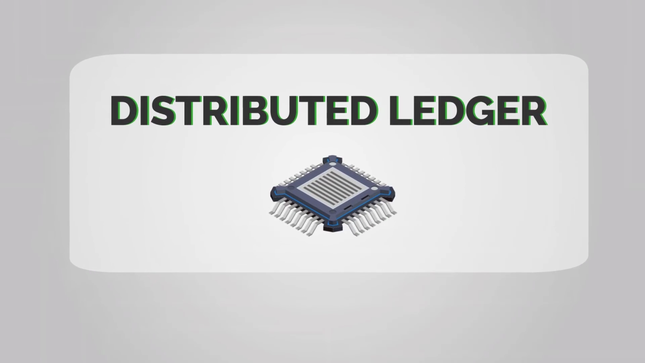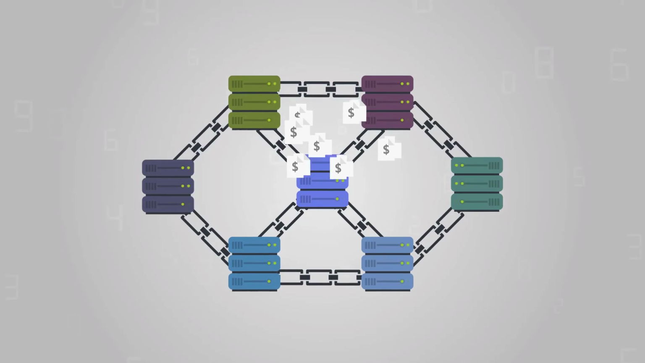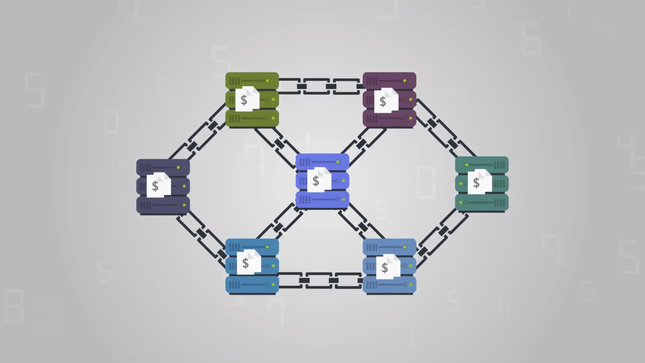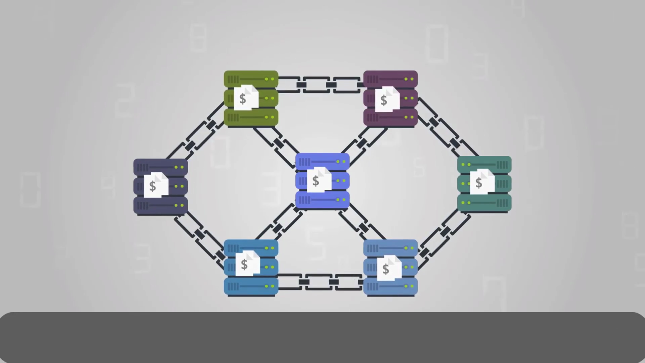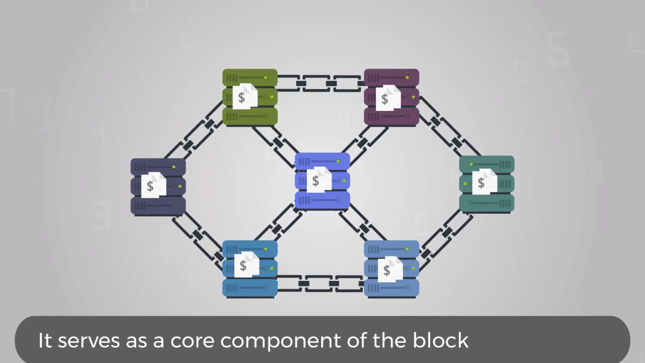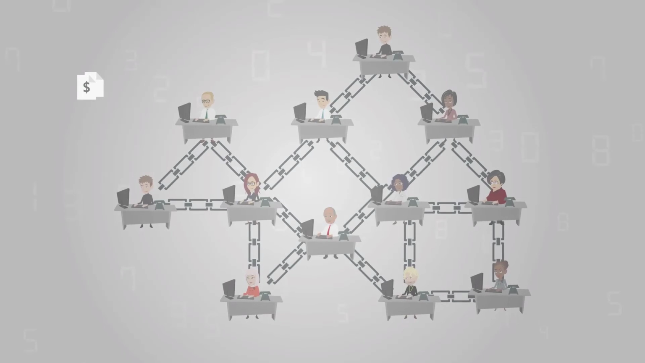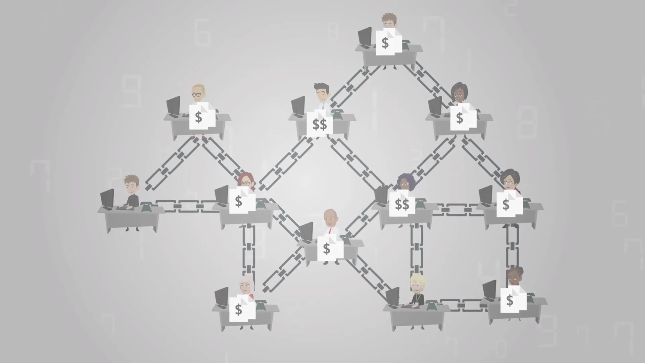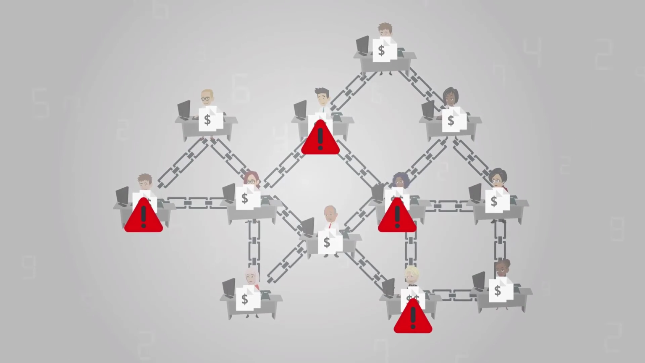Distributed ledger. This is a decentralized and shared database that maintains a continuously growing list of transactions or records across multiple nodes in a network. It serves as a core component of the blockchain system. In a distributed ledger, each computer holds a copy of the entire ledger, and changes or additions to the records are distributed and agreed upon by consensus among the participants.